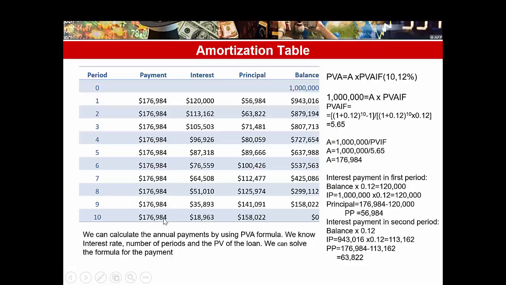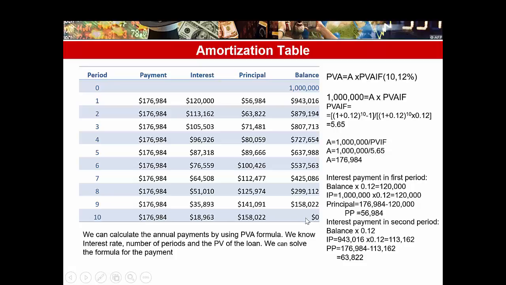So once we make the last payment, $176,984, the loan balance is $158,022, and the interest that is charged on this is $18,963. This means that the last principal that we pay is $158,022. Once we make this payment, the loan balance draws down to zero. This is what we mean by after the last payment, loan balance being drawn down to zero. So the last payment wiped off the existing balance, and now we don't owe anything else.